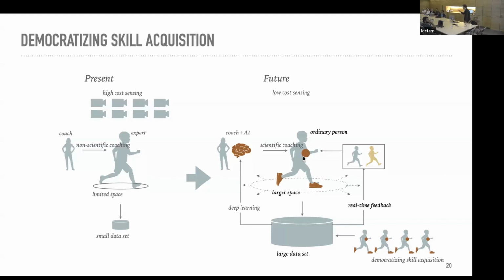So if the motion capture system becomes very low cost, then many people will use these systems, and the database becomes bigger and bigger. So deep learning technologies become smarter and smarter, and we could give much more scientific coaching to the users.